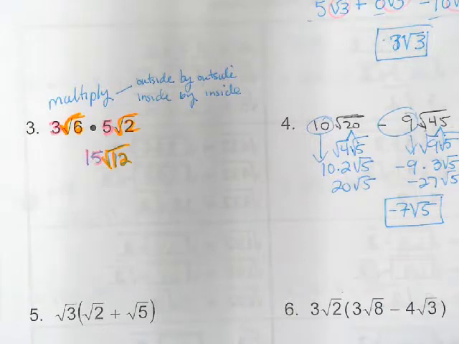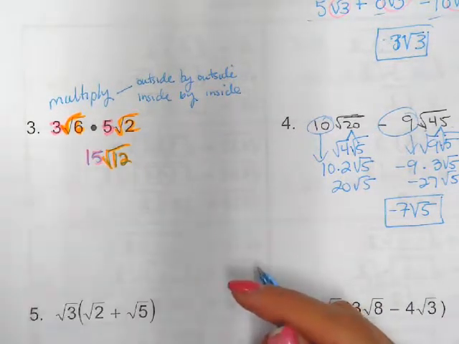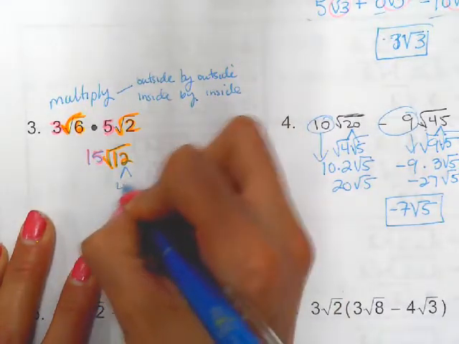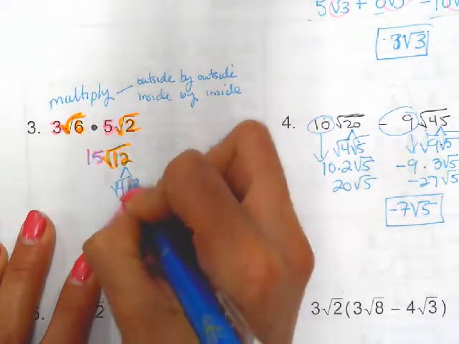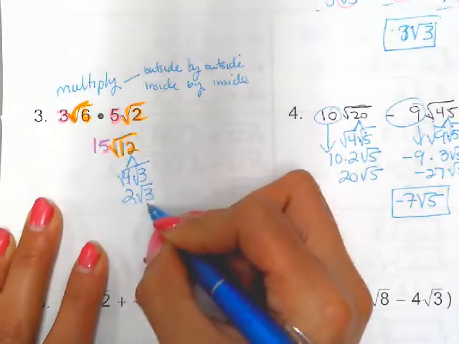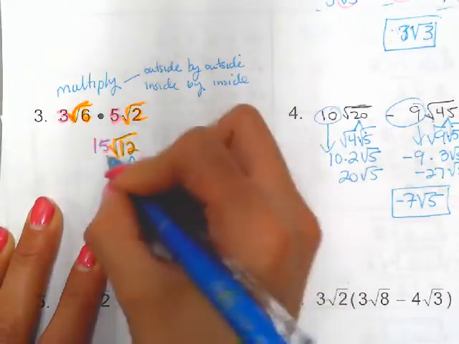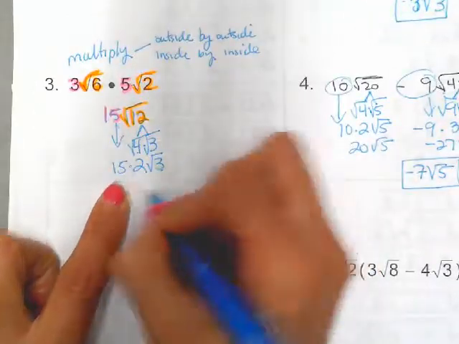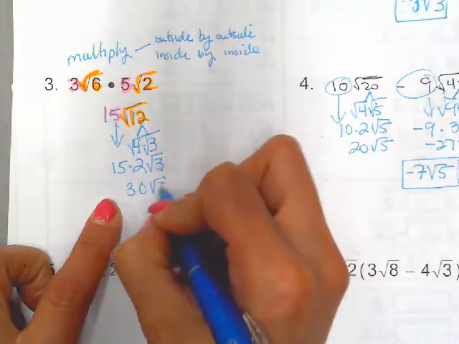Now, I cannot leave it like this because this is not the simplest form. I know that 12 can be broken down into 4 times 3. Square root of 4 is 2. So this 12 just changed to 2 square roots of 3. Bring down the 15. Remember it's in the front touching, so it's multiplying. So my answer is 30 square roots of 3.